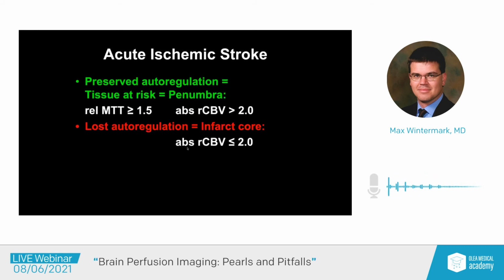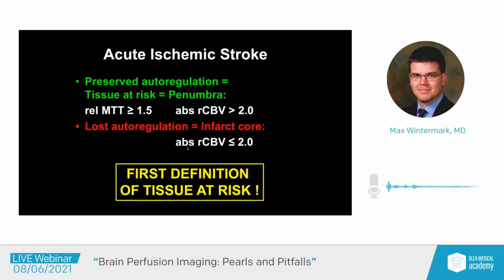That's typically the way you can differentiate the ischemic core from the penumbra on perfusion imaging, by looking at this mismatch between the temporal parameter and the CBV or the CBF parameters. There are different definitions that are out there, and that's the principle that is being used.